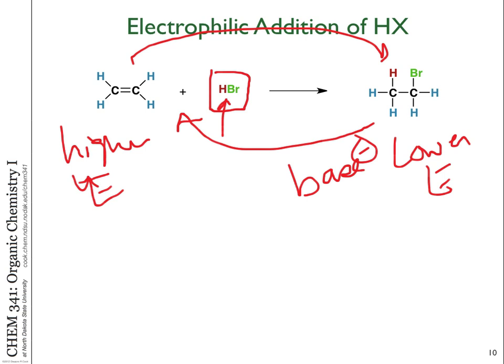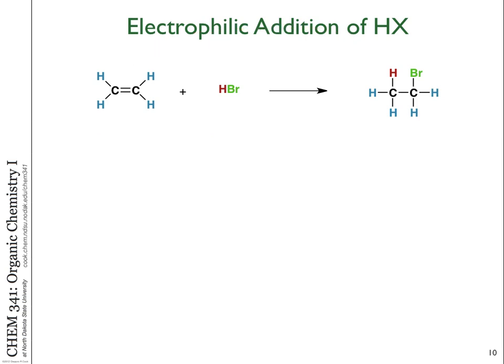Okay? However, if you expose a double bond to the presence of a strong mineral acid like HBr, you're going to do what we refer to as electrophilic addition. What do I mean by electrophilic addition? Well, what we have is a double bond. That's where the electron density is. Electron density is at the double bond.